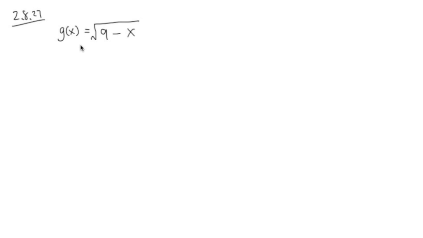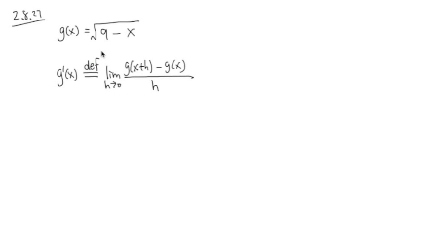2.8.27, the function here is g of x equals square root of 9 minus x. We are going to use the definition of derivative to figure out what g prime of x is equal to. And the definition is once again by the limit. It's the limit when h approaches 0, g of x plus h minus g of x all over h. And let's take a look.